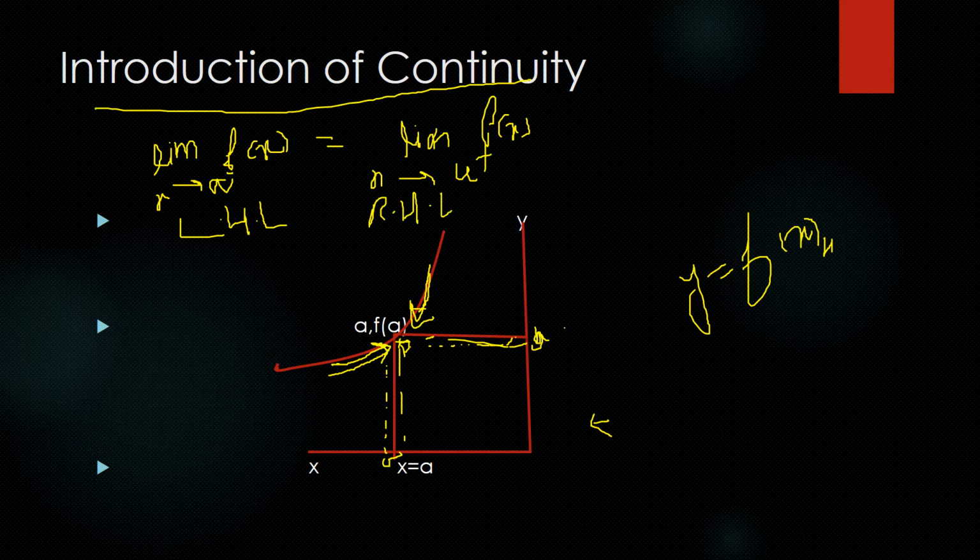And here we see that the function at point P is itself f(a). So from this we conclude that the left hand limit, the right hand limit and the function value itself are equal. If these three parameters are equal, then the function is continuous at the given point, meaning x equals a. I hope this one is clear to you.